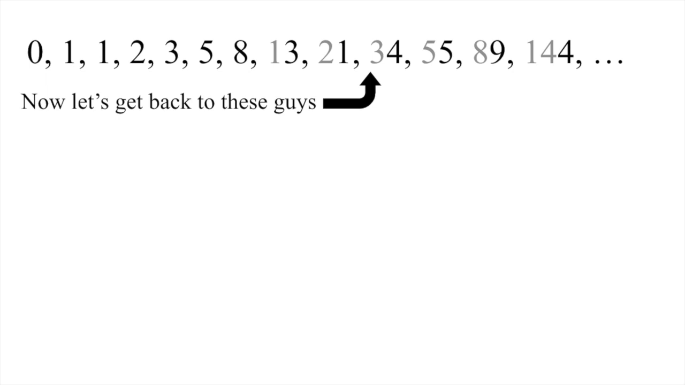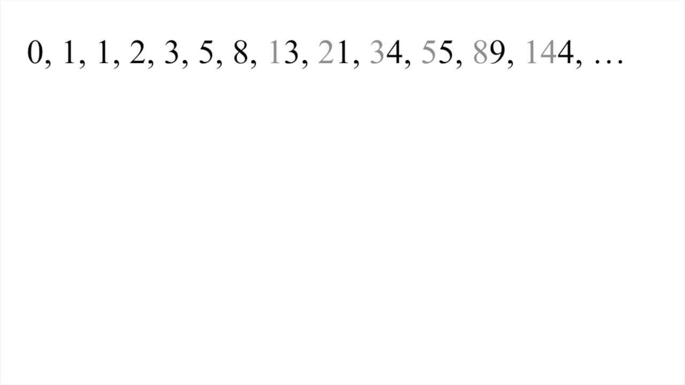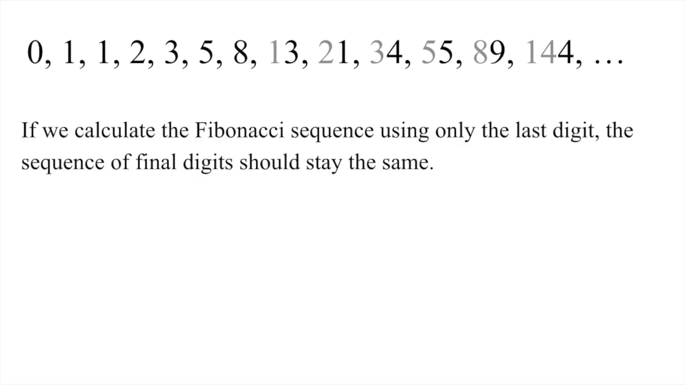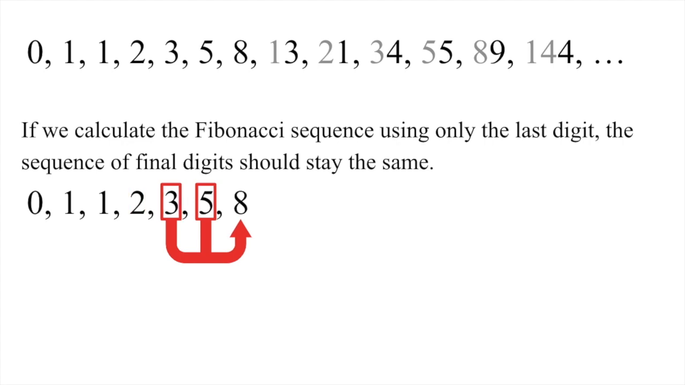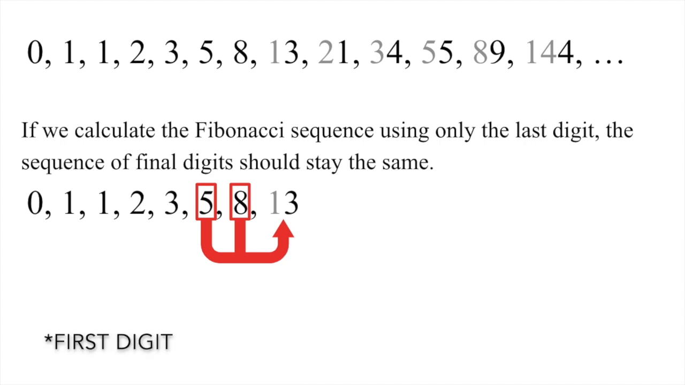Okay, now let's get back to the Fibonacci sequence. We can use the thing that we've just learned to make this process a lot simpler. Specifically, if we calculate the Fibonacci sequence using only the last digit, the sequence of final digits should stay the same. Let me show you what I mean. Suppose we're calculating the Fibonacci sequence. We've started with 0, 1, and then we have 0 plus 1 is 1, 1 plus 1 is 2, 1 plus 2 is 3, 2 plus 3 is 5, 3 plus 5 is 8, and then we get to 13. But here, we know that 13 is just 3. We can gray out that last digit.